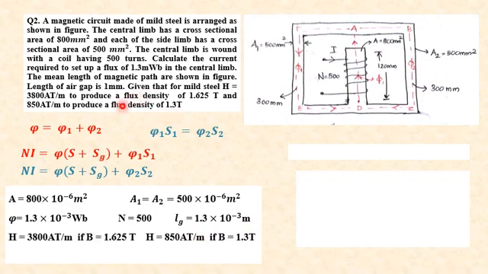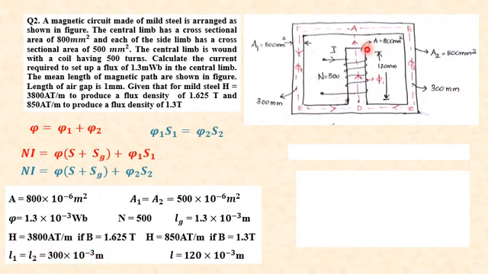Then also the relation between B and H. When H equals 3800, B is equal to 1.625. And when H is equal to 850, B is equal to 1.3. From this figure we can see that flux path ABCD is equal to flux path AFED, and both of them have a length of 300 mm. That means we can write L1 equal to L2 equal to 300 into 10 raised to minus 3 meter.